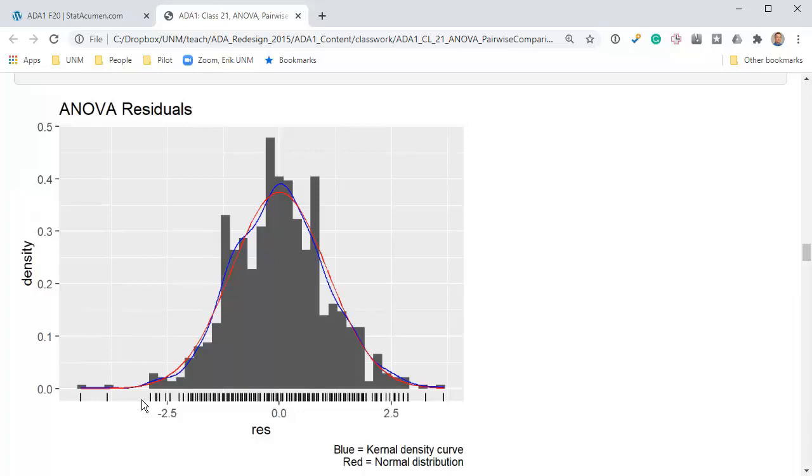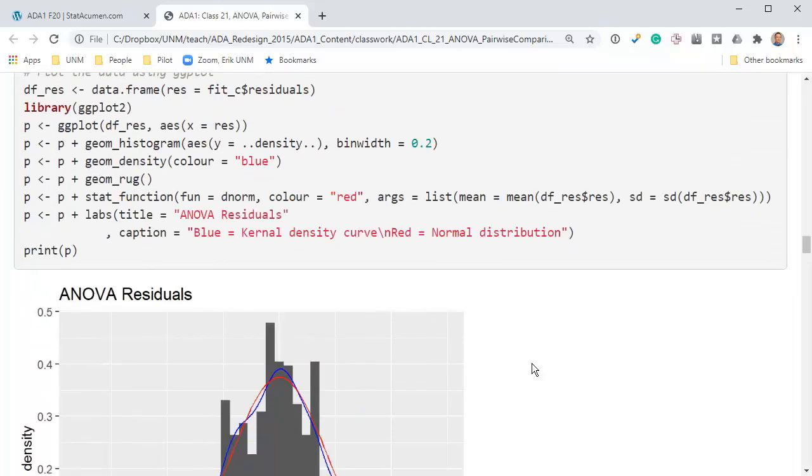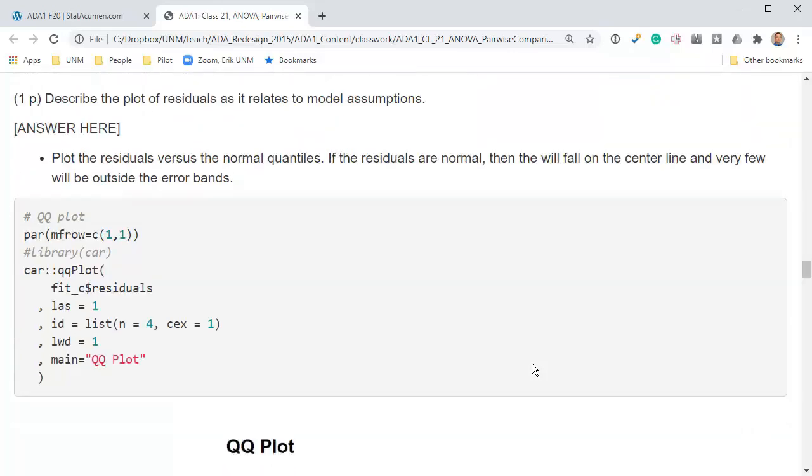Heck yeah. These look really good. Now there's a couple unusual observations out here. These are children with very low birth weights, but there's just a couple of them. Overall, you know, over 600 observations, this looks really, really good. So I would summarize what I just commented on here, that basically the residuals are consistent with the normal distribution. So the model assumption for normal residuals appears to be met.